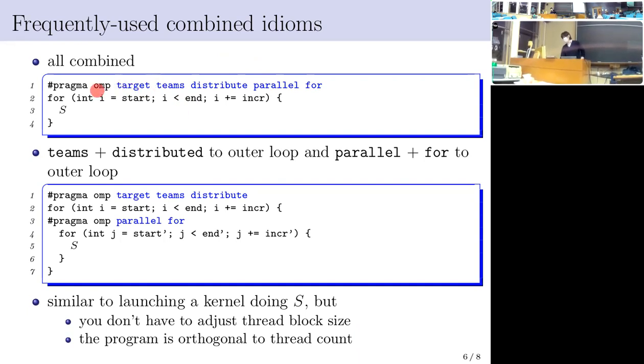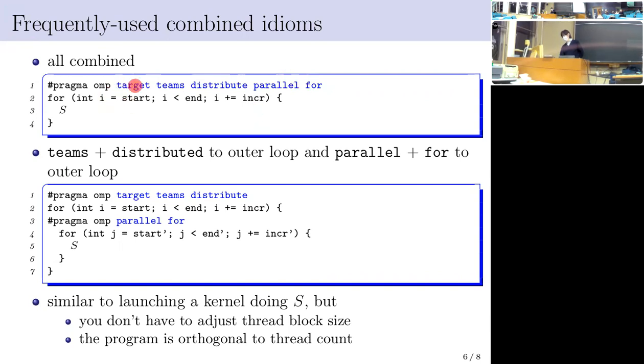So the very frequently seen idiom is something like this: pragma omp target teams distribute parallel for. It's kind of insane. There are so many keywords, but they are nominally standalone, independent, not necessarily orthogonal but somewhat orthogonal directives, each having its own meaning. But they are often used in this combination.